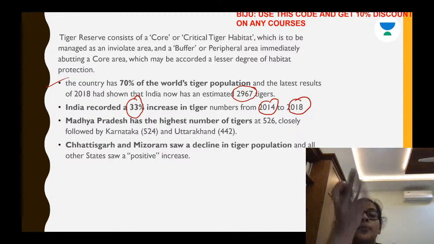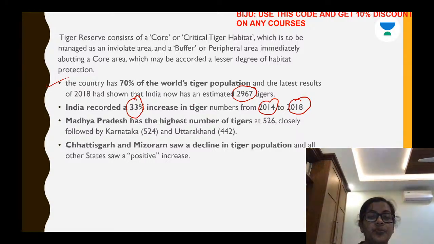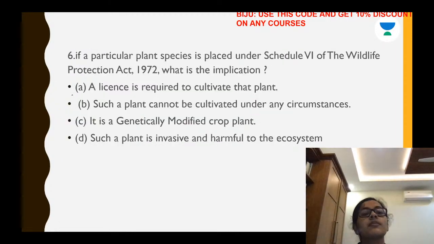So this is the fourth cycle report, and this question is from the fourth cycle. That's why I have given it. We have already gone through it before also, no problem. If a particular plant species is placed under Schedule 6th of the Wildlife Protection Act 1972, what is its implication? A license is required to cultivate that plant. Such a plant cannot be cultivated under any circumstances. It is a genetically modified crop plant. Such a plant is invasive and harmful to the ecosystem.